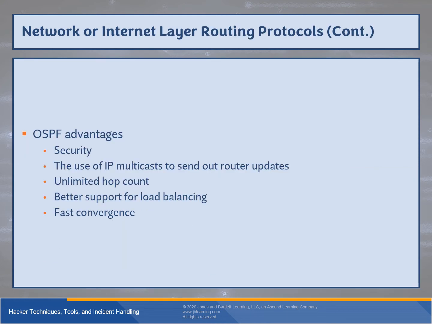Now, when we talk about OSPF, which is probably one of the most common interior routing protocols, we've got some advantages to check off. It's more secure in general. We can use multicasting to send out router updates. We have an unlimited hop count. It's better for load balancing. It's better for convergence. Convergence, like I said, is just finding a new path if one of the devices goes down.